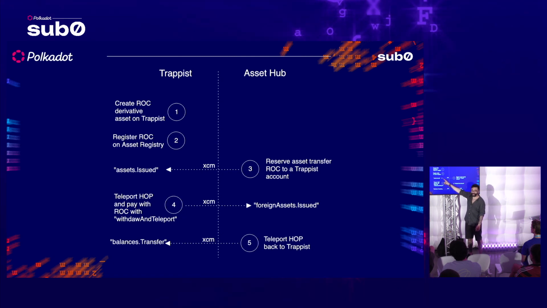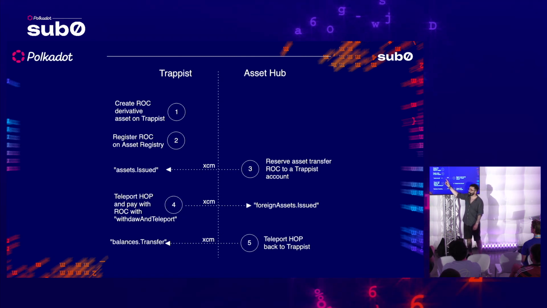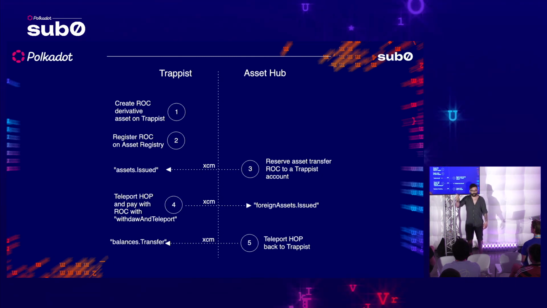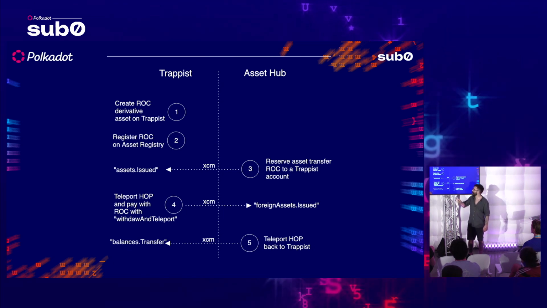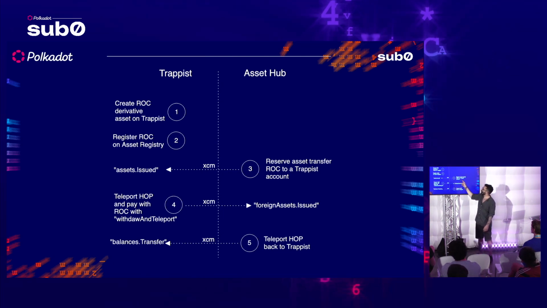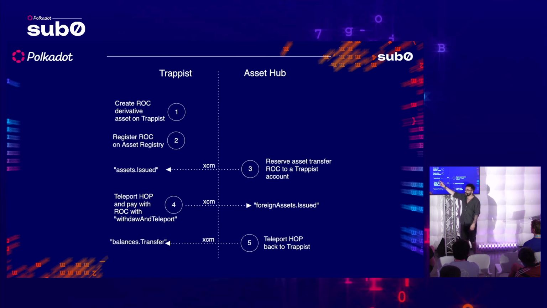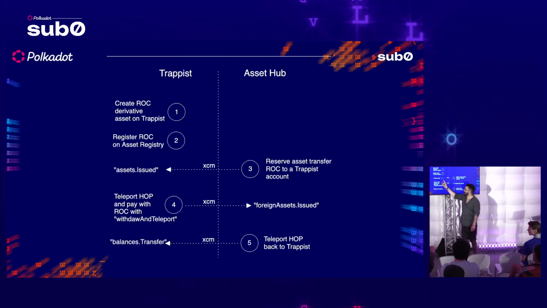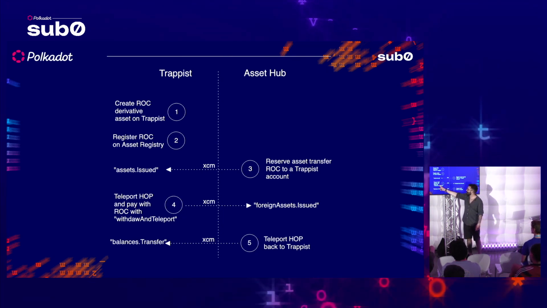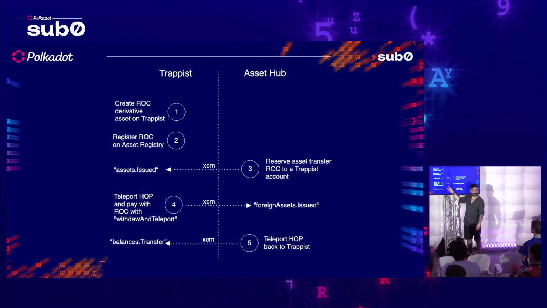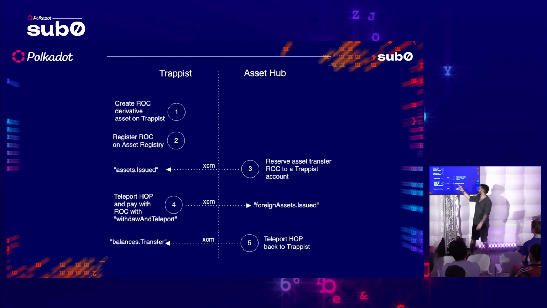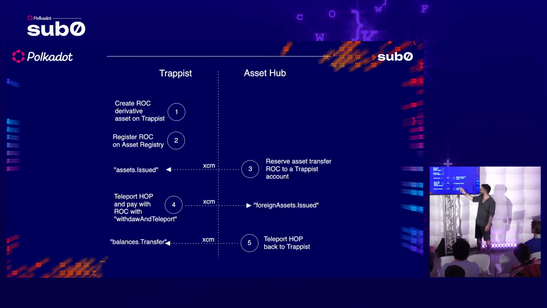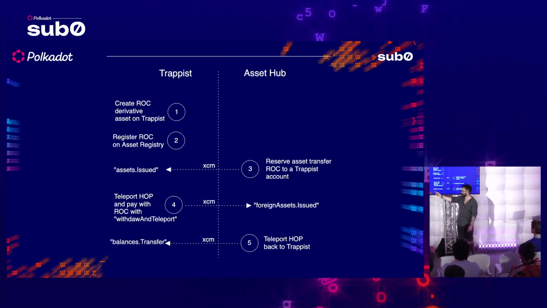Basically, we created a Rock derivative asset on Trappist. We registered that asset, which is a regular asset, on the asset registry, so we could map it to a multi-location, because foreign assets on Asset Hub use multi-locations as ID. Then we use this reserve asset transfer to get the derivatives of Rock into the account that we want to send Hop from in Trappist. And we get the assets issued event. And then we do the teleport of Hop, but paying with Rock, using withdraw and teleport. And then we see the confirmation of the foreign asset being issued on destination, which is Asset Hub, and then we are able to teleport Hop back to Trappist.